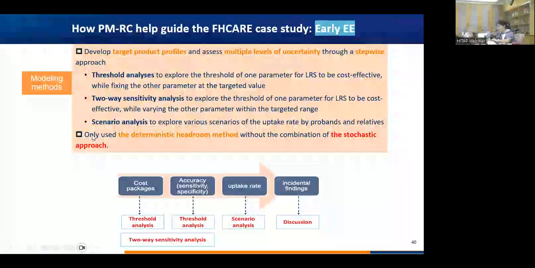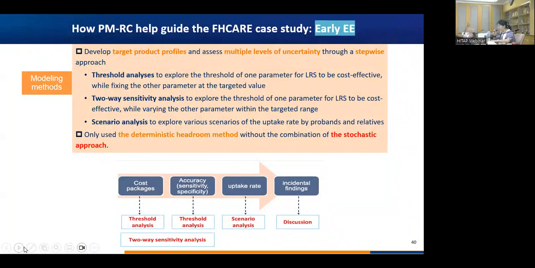Firstly, we perform threshold analysis to explore at which value of one parameter LRS would be cost-effective. And then two-way analysis was conducted to consider two levels of uncertainty, including the test accuracy and test cost at the same time.